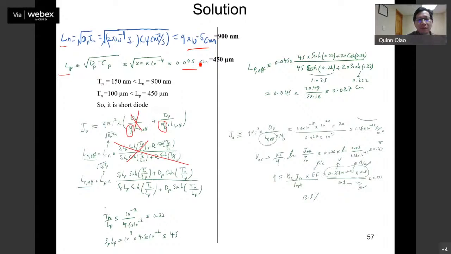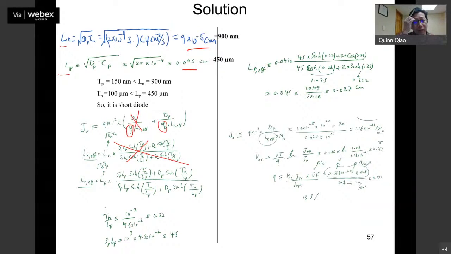0.45 centimeters. That's 450 micrometers. That's also bigger than 10. Now you see this one. Since this diffusion length is longer than the thickness of the diode, right? So these are short diodes. The diffusion length is much bigger than the thickness of the N side or P side. So this is a short diode, where the charge can get out.